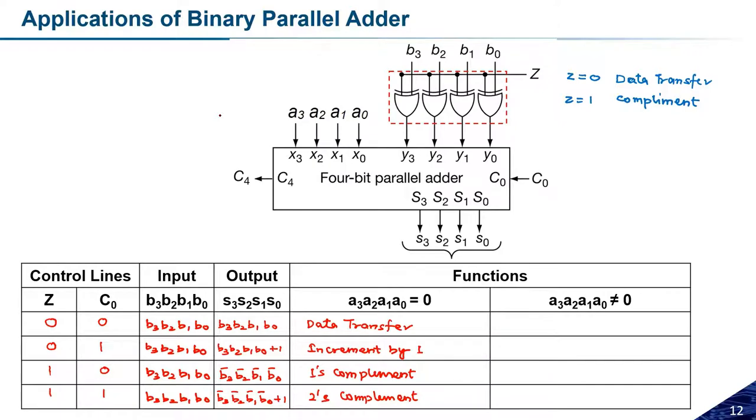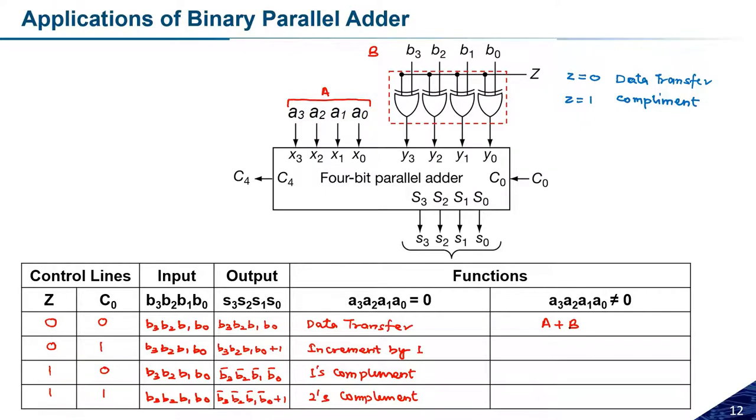So the addition of two numbers. If you see here, what we are doing is simply adding two numbers. Let me consider this as A and this as B. So we are adding A plus B. This will be the operation. Okay. What about the second one? A plus B plus 1. We are doing A plus B plus 1.